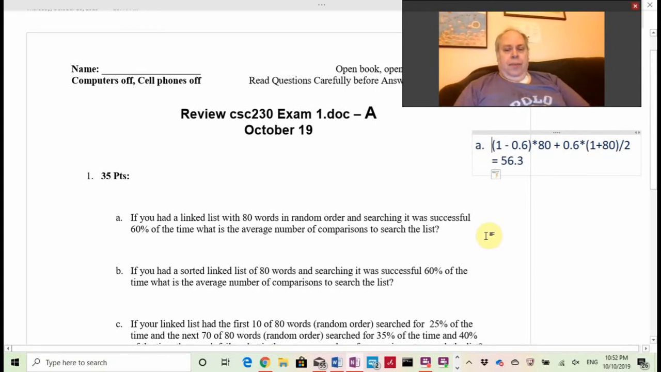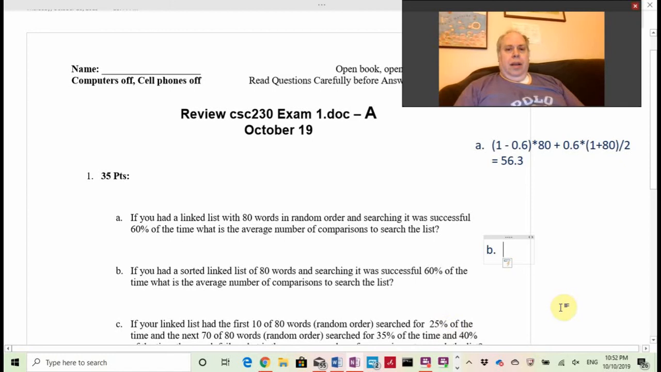Now part B. The difference with a sorted list is that it can stop early. So in the 40% of the time, it can end up searching 1, 2, 3, 4, 5, 6, 7, up to 80 searches with equal probability.